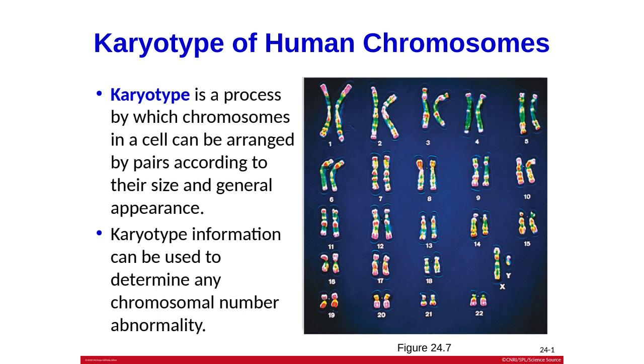And then finally, we have one last pair of chromosomes, which are the sex chromosomes. In this particular case, this is a karyotype of an individual who's a male because there's an X chromosome and a Y chromosome. If there had been an X and an X chromosome, then this would be considered to be a female. So karyotype information is very useful. It can help us to determine if there are any chromosomal number abnormalities.